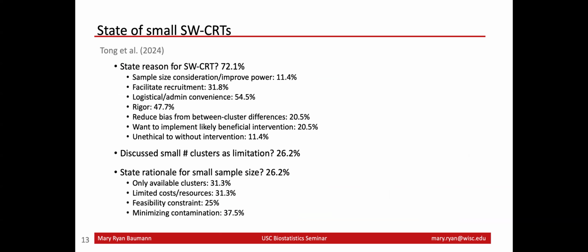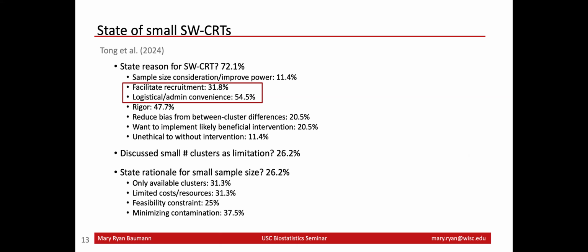Now, within small step-wedge trials specifically, we also looked at whether people were giving justifications for using step-wedge trials and using such a small number. We found that about 70% at least stated a reason. Some of the most common were that they wanted to use step wedge to facilitate recruitment, which wasn't particularly surprising, and they did it for logistical or administrative convenience, also not particularly surprising.